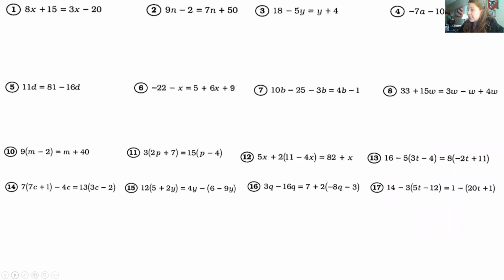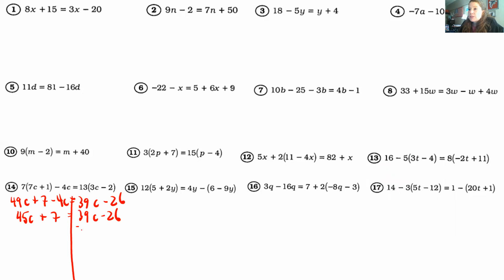So number 14, we're going to use the distributive property. So 7 times 7c is 49c plus 7 minus 4c equals 39c minus 26. Going to combine like terms. 49 minus 4 is 45c plus 7. Bring everything on the right side down.